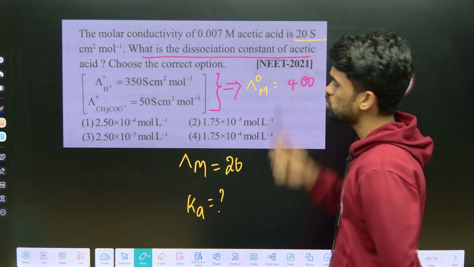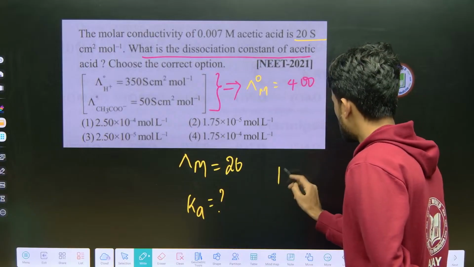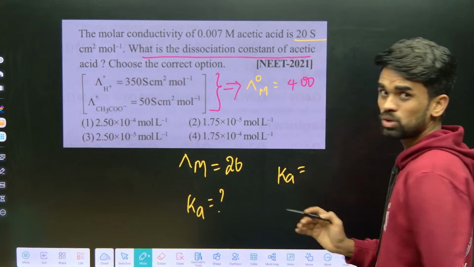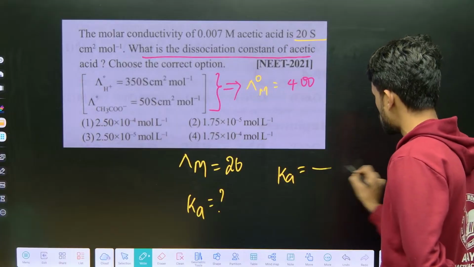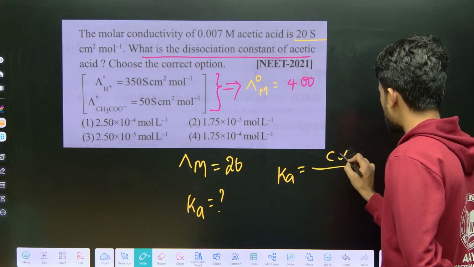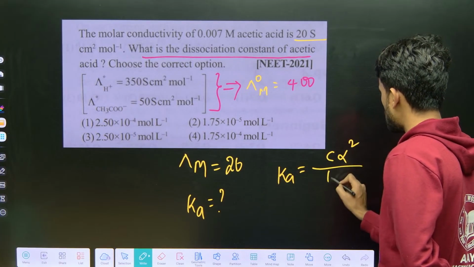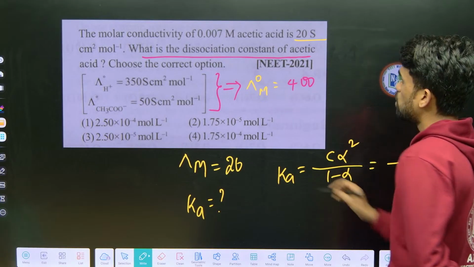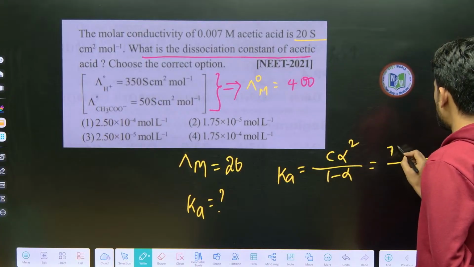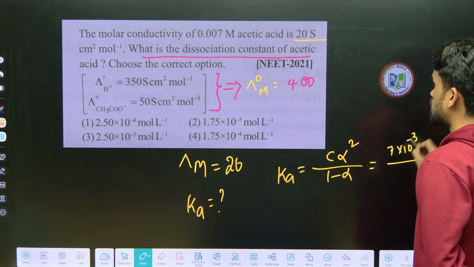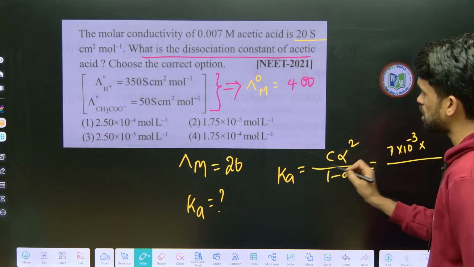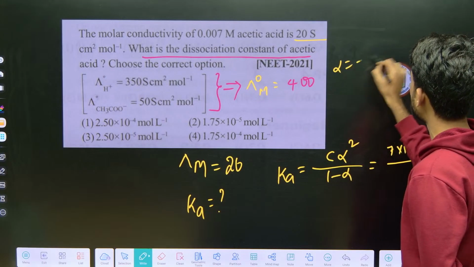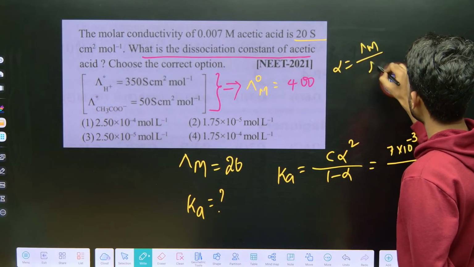Then next, what is the use of this data? See, Ka, what is our formula? Just now I told you about the Ostwald dilution principle also. You will get an equation like C alpha square by 1 minus alpha. Let us substitute the values over here. What is the concentration mentioned? 7 into 10 power minus 3. Into alpha, the value mentioned is how much? Alpha is nothing but del m by del naught m.